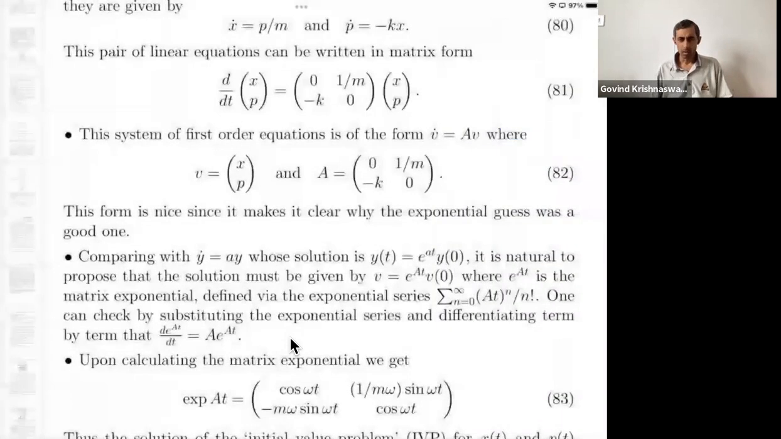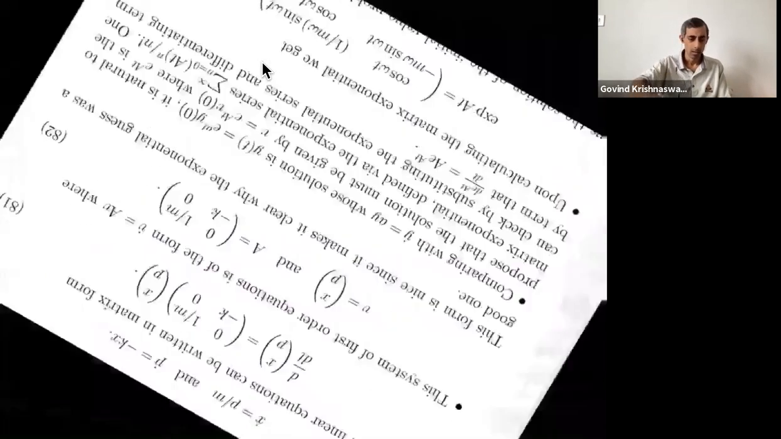Yeah, so here are the equations. So we rewrote the second order equation as a pair of first order equations over here.